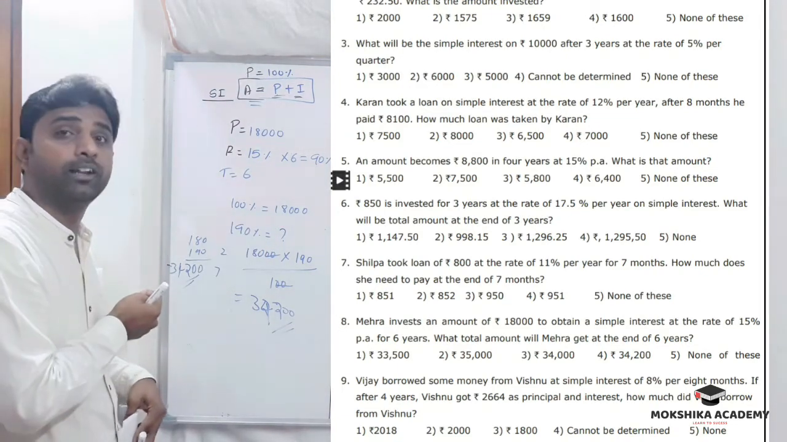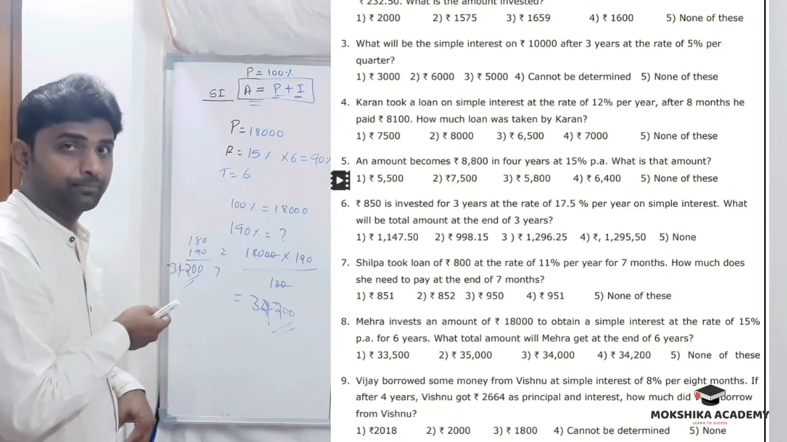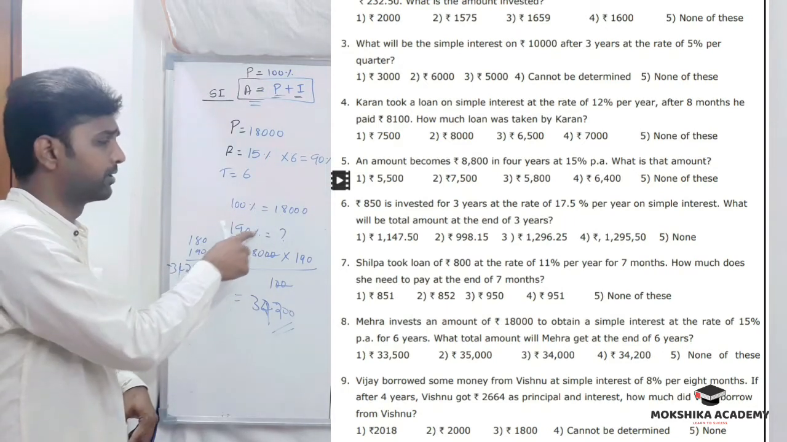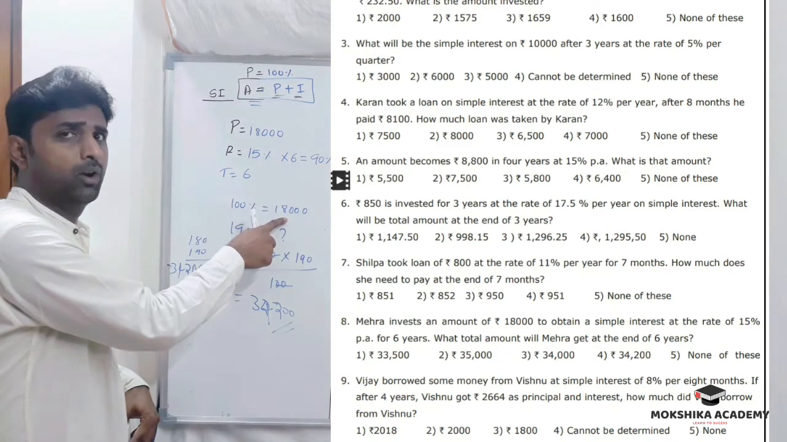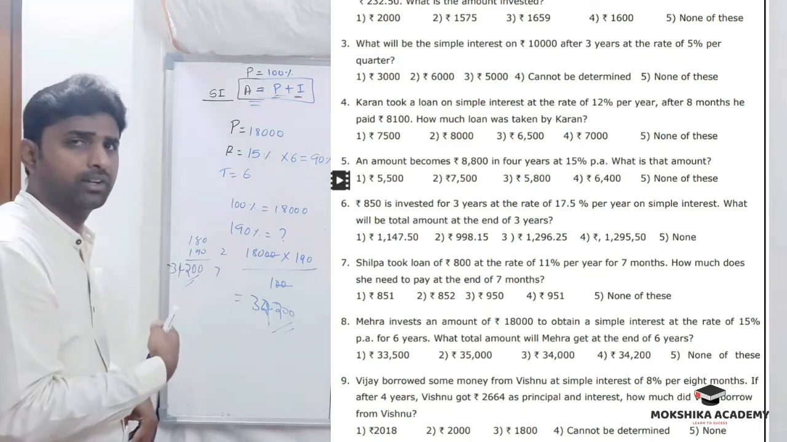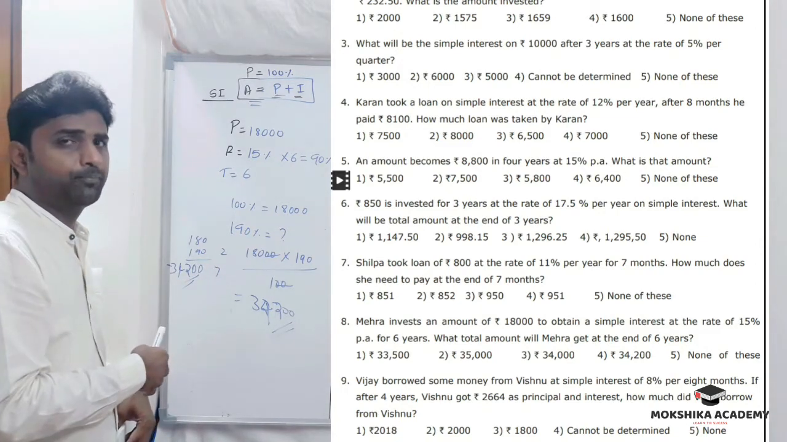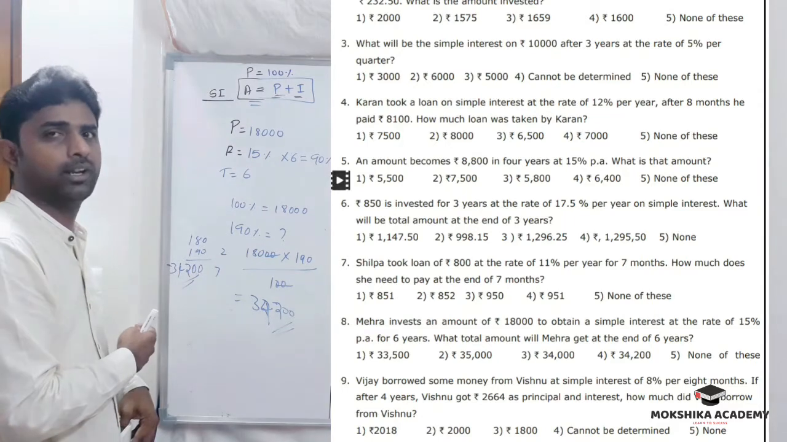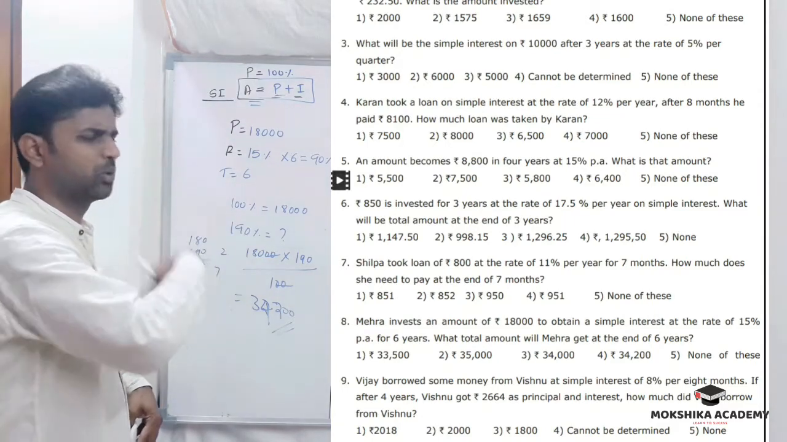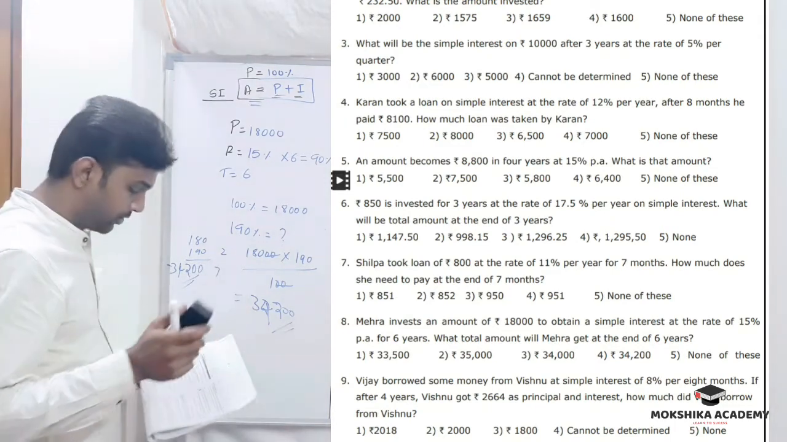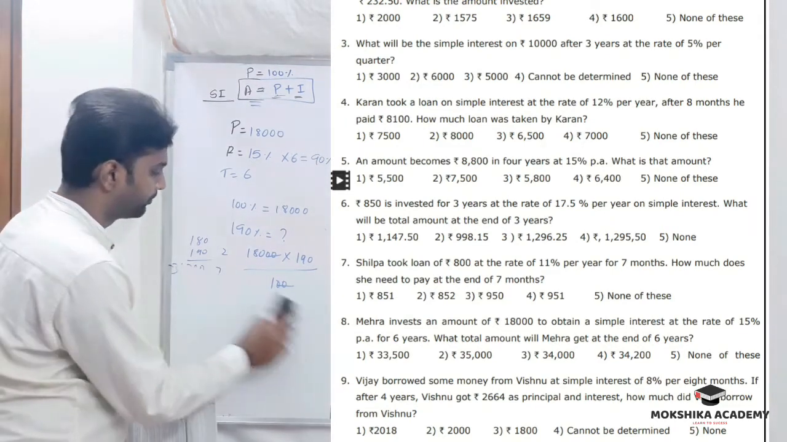What is 10% of 18,000? 1,800. 18,000 is 100%. If you want 90%, you need to deduct 10%. That is 18,000 minus 1,800, which will come to 16,200. So if you add 16,200 plus 18,000 also, you need not do everything here. Okay, students? 34,200, that is the fourth option.